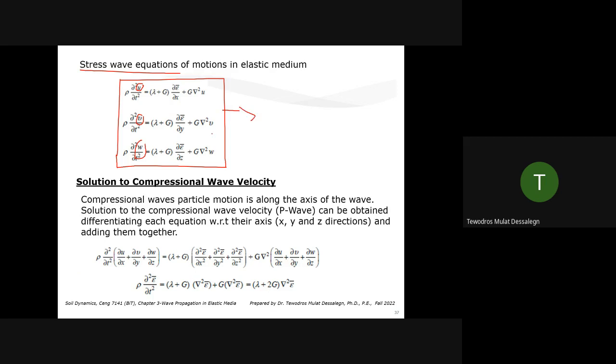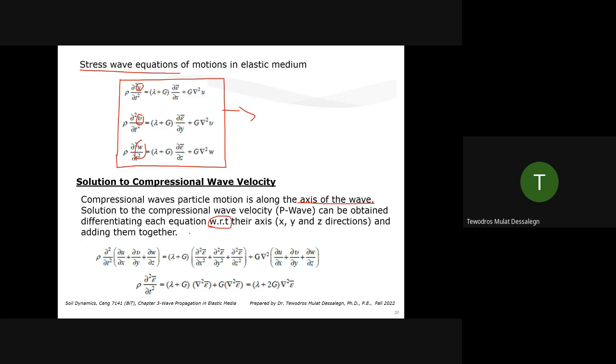Now, what is the solution for this wave? Let's see the solution to compressional wave velocity. Compressional wave particle motion is along the axis of the wave. Let's say the x-axis. Solution to the compressional wave velocity can be obtained by differentiating each equation with respect to their own axis. The x, because the wave is traveling in the same direction, now you can differentiate this with respect to x, with respect to y, with respect to z.